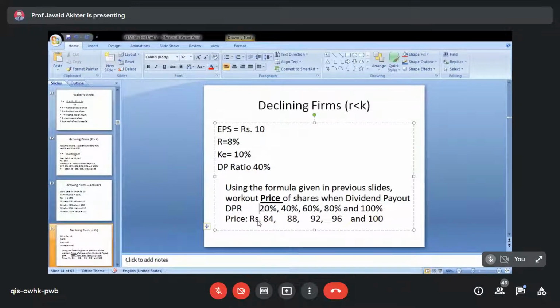Now look at the trend. What does the trend suggest? That the value of P is increasing as we are increasing the DPR. So there is a positive, directly proportional correlation between DPR and price. The higher the DPR, the higher will be the value of P.